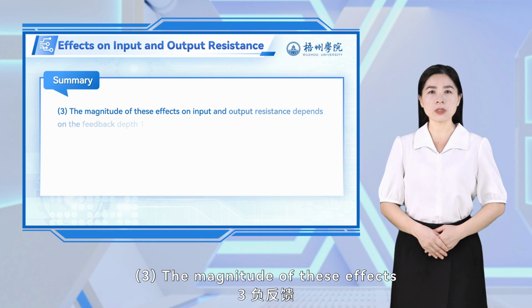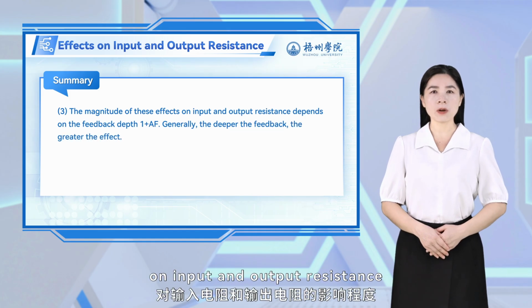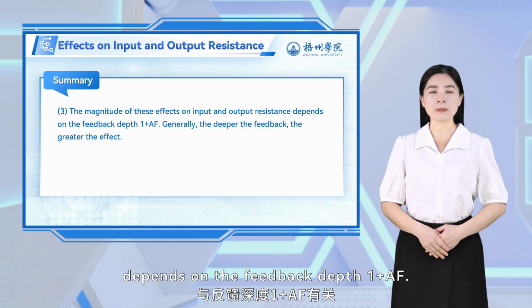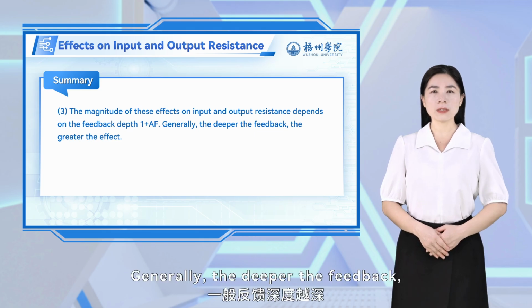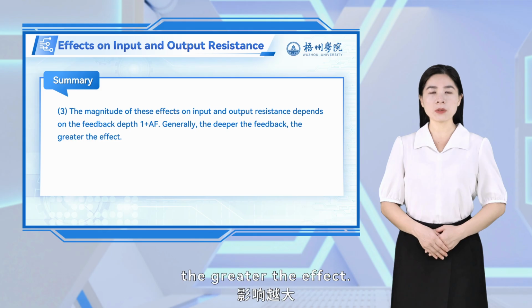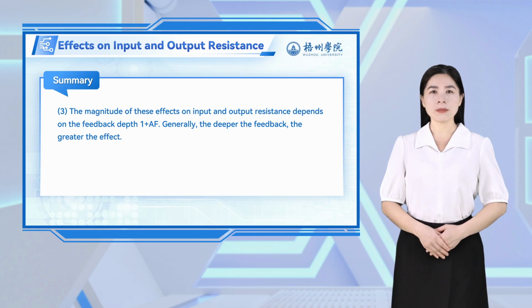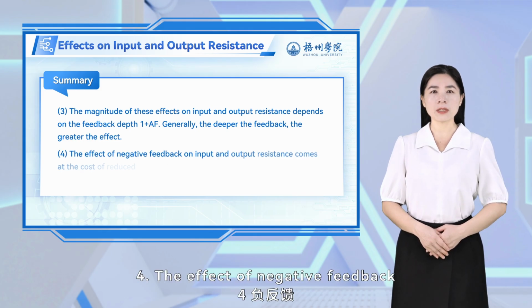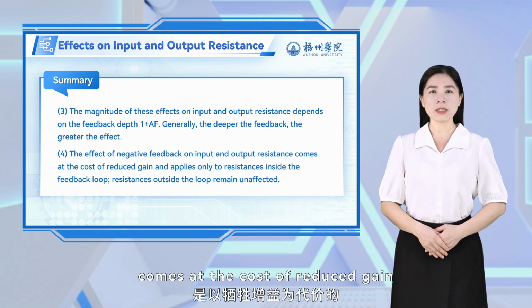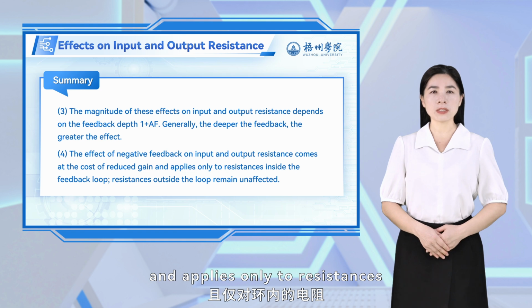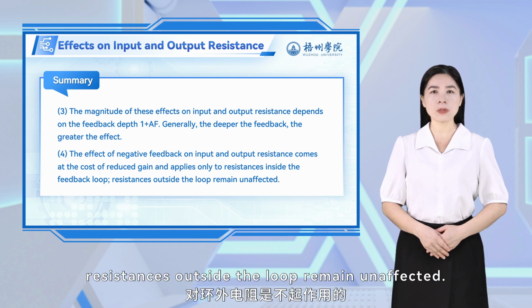3. The magnitude of these effects on input and output resistance depends on the feedback depth 1 plus AF. Generally, the deeper the feedback, the greater the effect. 4. The effect of negative feedback on input and output resistance comes at the cost of reduced gain and applies only to resistances inside the feedback loop. Resistances outside the loop remain unaffected.